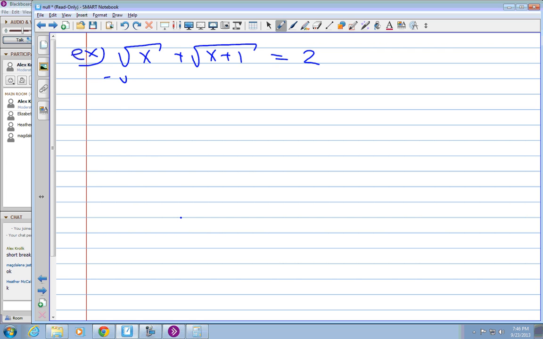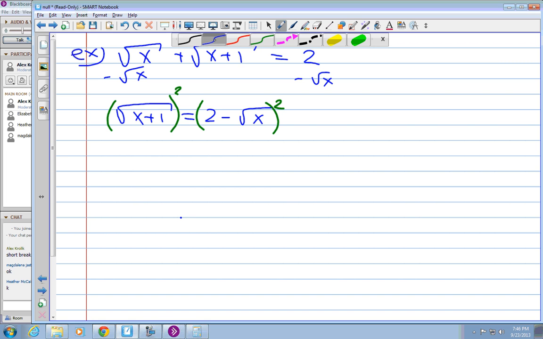So I'm going to subtract square root of x from both sides to write it as square root of x plus 1 equals 2 minus the square root of x. So now the thing on the left is isolated. So I can kill that one. But I will still have another radical on the right after I do the squaring. But that's okay. It's a small radical. So the thing on the left is x plus 1.